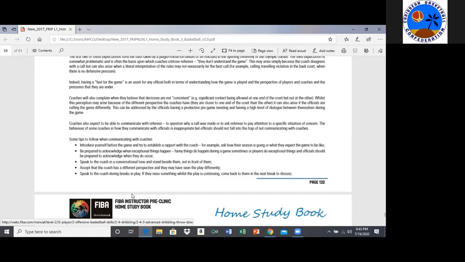Coaches also expect to be able to communicate with referees, to question why a call was made or to ask referees to pay attention to a specific situation of concern. We have to be careful with that. When you make these comments with respect to that, it should be unconditional. You can't say, okay, if I see it again, I'll call it. You say, yeah, I'll take a look at it, but not, if I see it again, I'll call it. Unconditional. Coaches would often say, oh, if they make the free throw, I want a timeout. You don't want a timeout or you don't want a timeout, right?